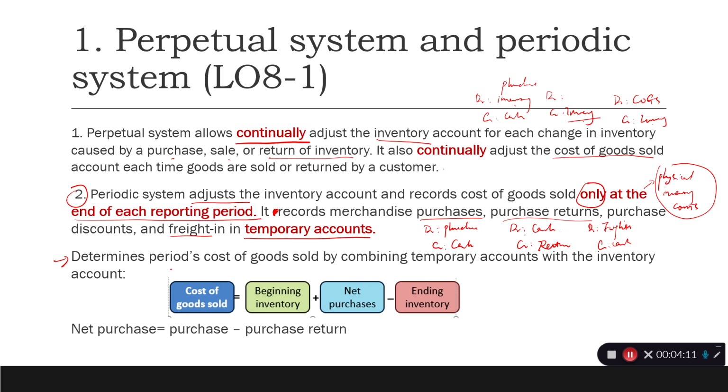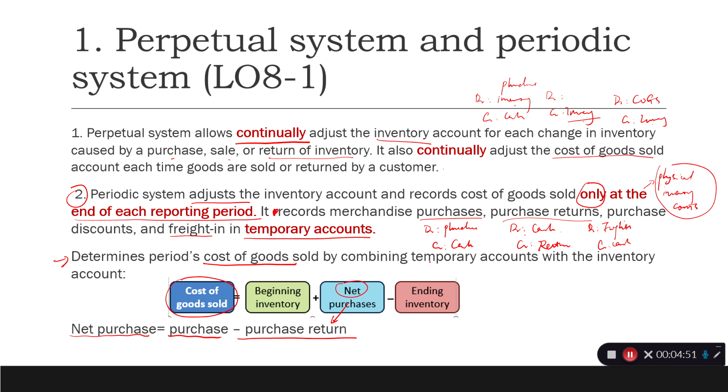equation. In the periodic system, to determine the cost of goods sold, you have to use an equation to solve it, which equals beginning inventory plus net purchases minus ending inventory. Also be careful: net purchases here equal purchases minus purchase returns. So a multiple choice question might tell you the company is under the periodic system and give you a bunch of numbers, then ask you to figure out the cost of goods sold. It might also say, under the perpetual system, here are a bunch of numbers, figure out the ending inventory.